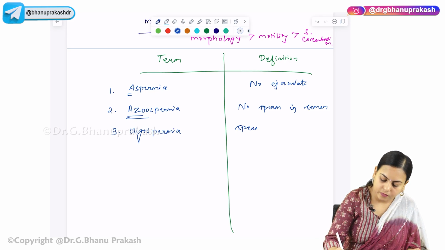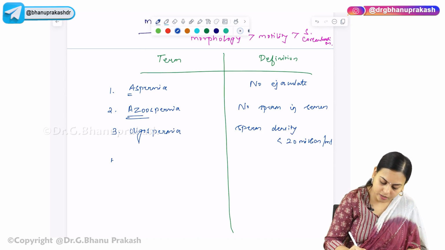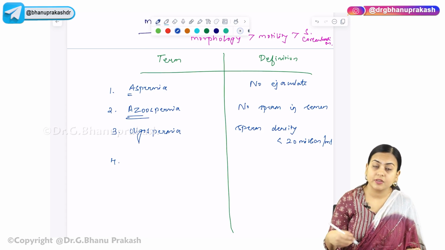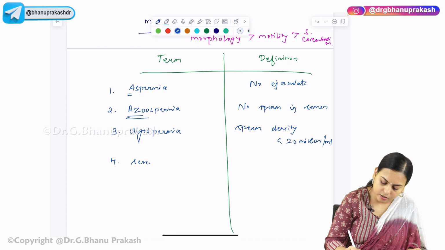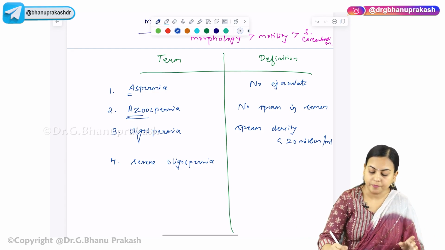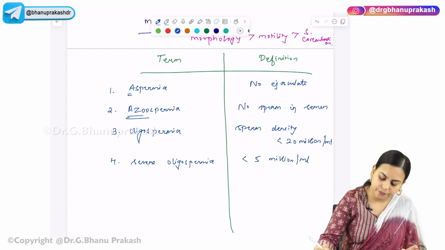Sperm density is less than 20 million per milliliter. There is something called severe oligospermia. Severe oligospermia means the sperm density will be less than 5 million per milliliter.